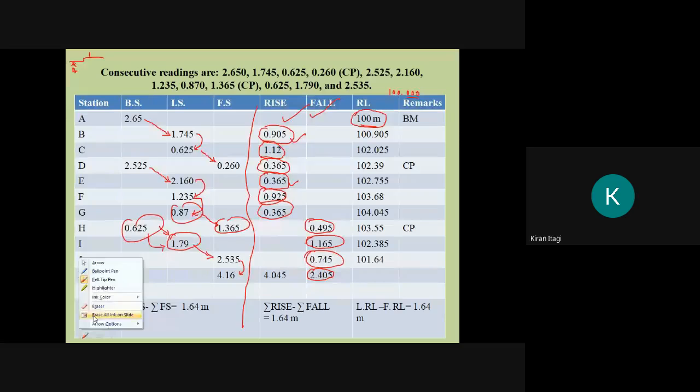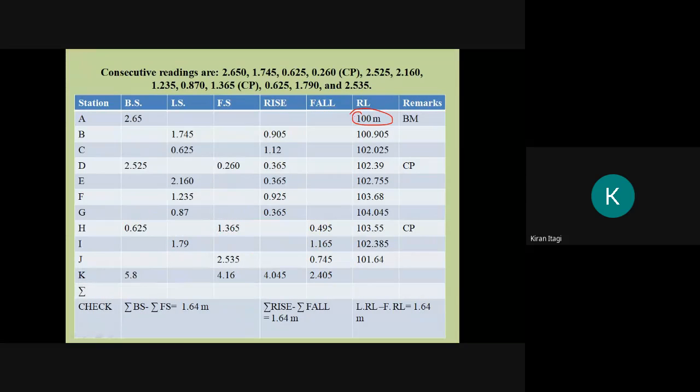What you do, here you have RL, 100. See, the rising column is positive, the falling column is negative. Therefore 100 plus 0.905, it will be 100.905. Again 100.905 plus 1.12, it will be 102.025. Now again 102.025 plus 0.365, again it will be this much.